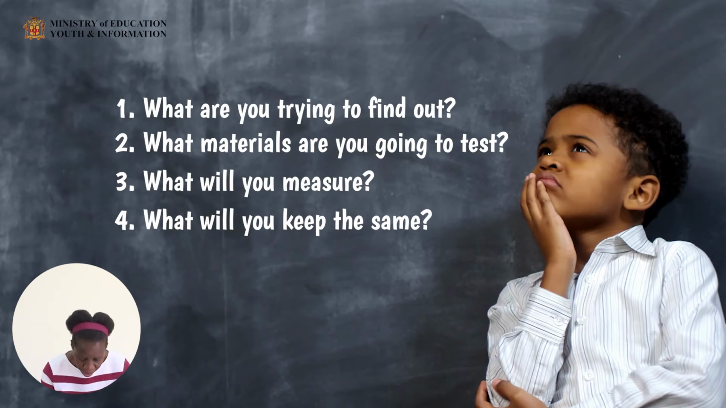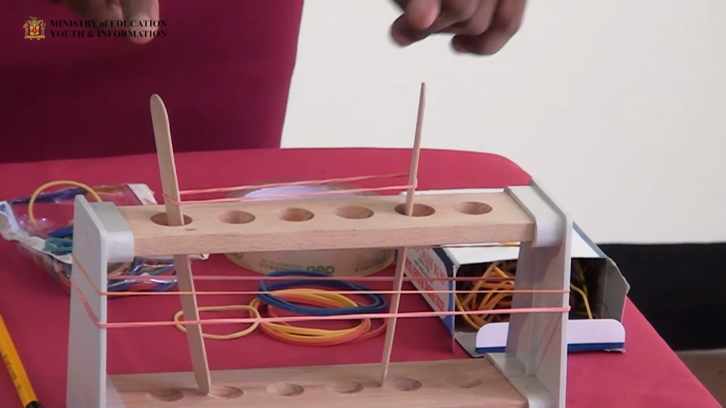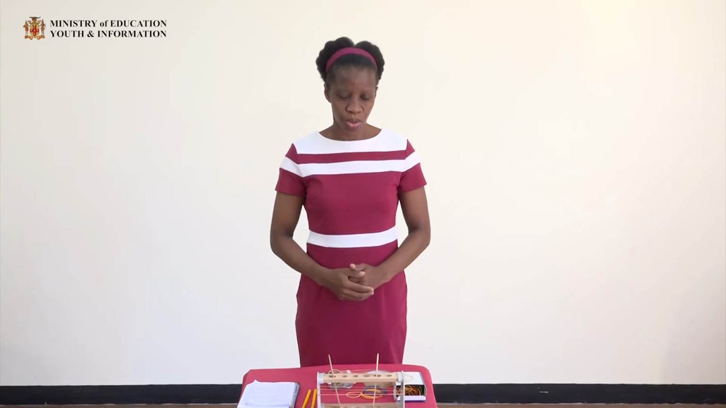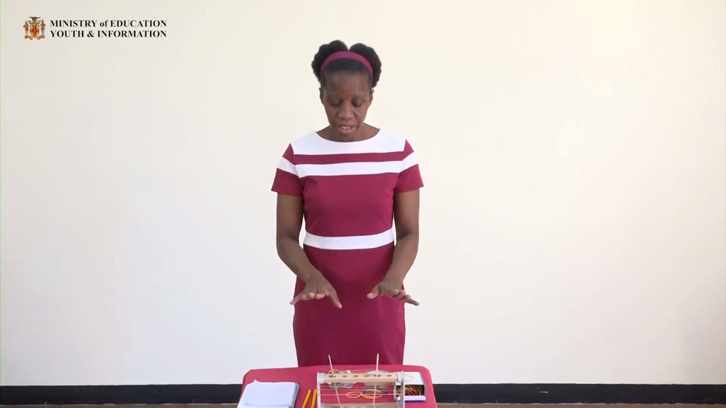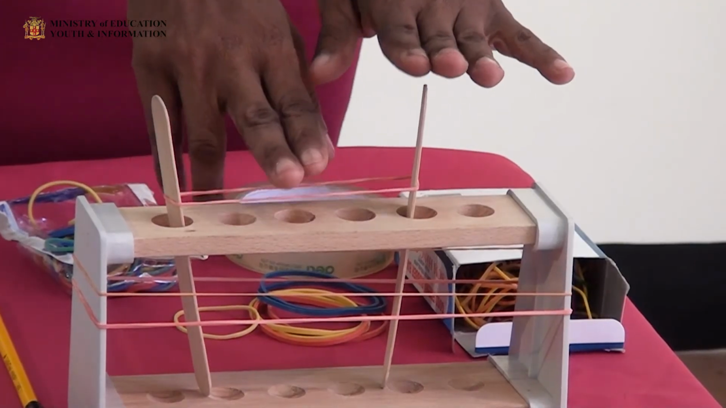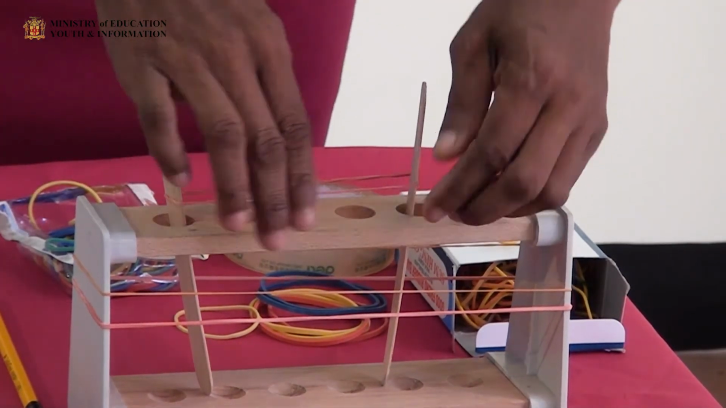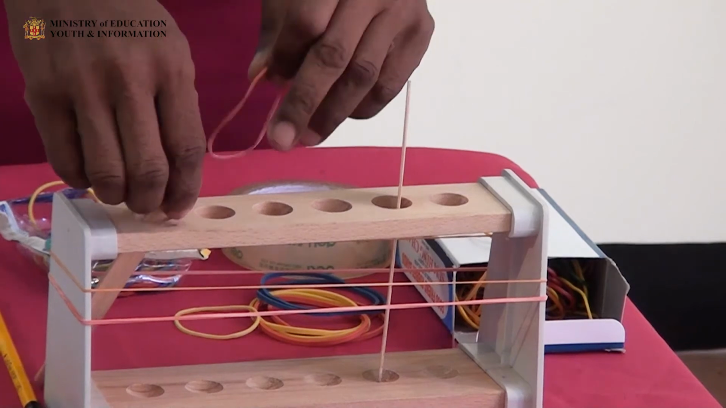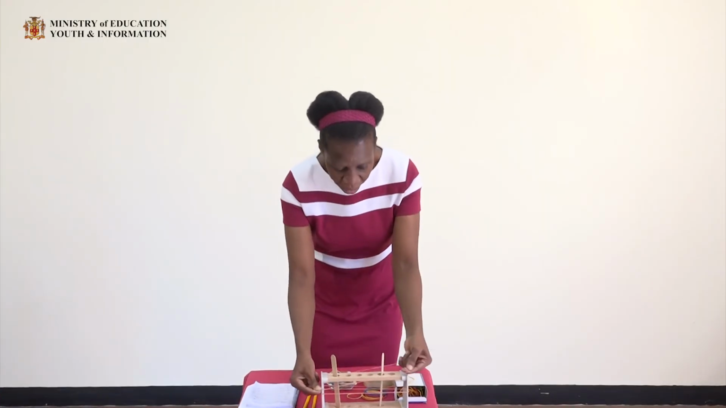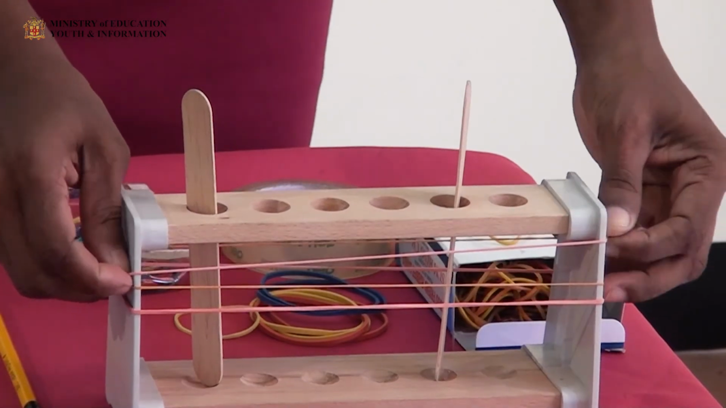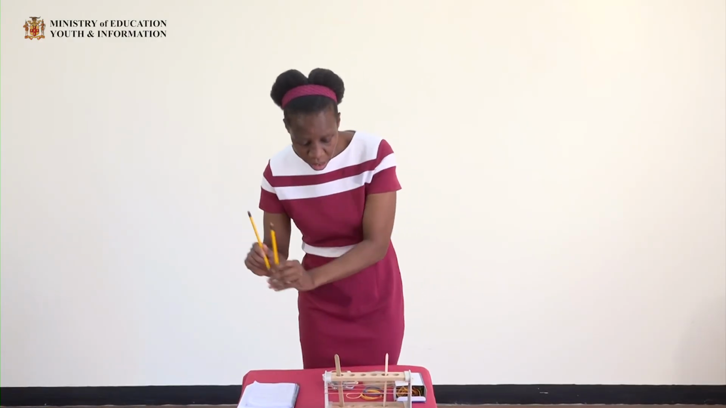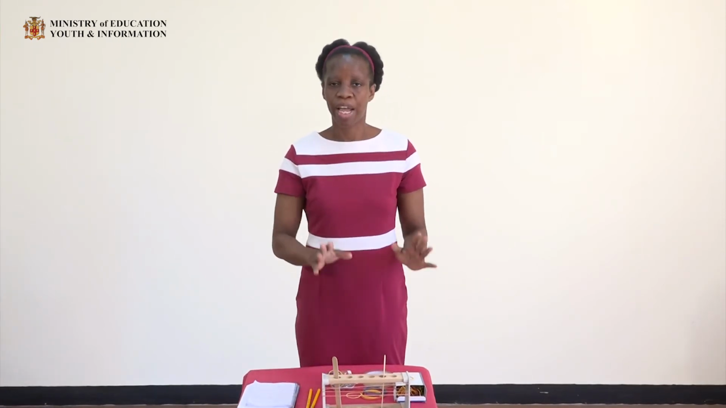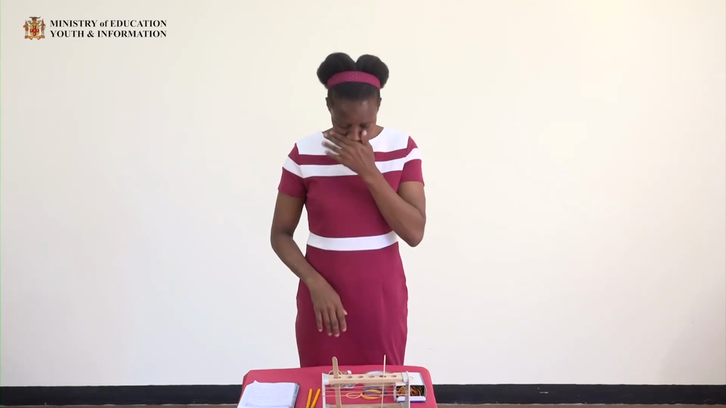Next question we want to look at is, what will you keep the same? So, do you think I should have this elastic band at this length and these two at that length? Would that be correct? No. In our investigation, we have to try to keep some things the same. And in this case, we would ensure that we have our elastic bands at the same length, right? And we have to use the same object to stretch them across. We can't use pencils for one and this object for another, right? We do that to ensure that we have a fair test.